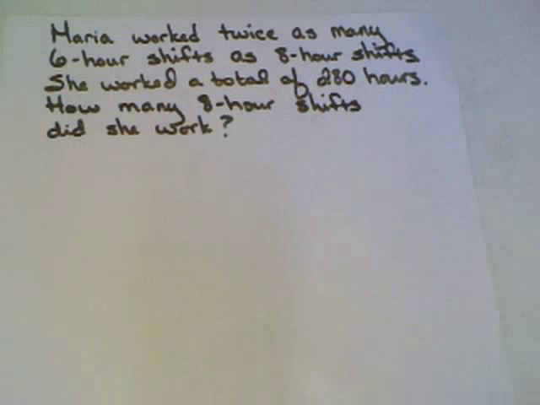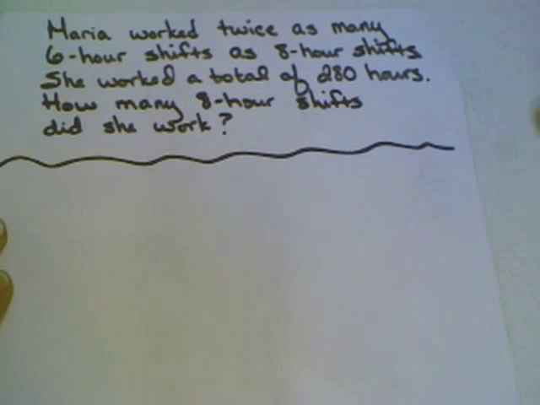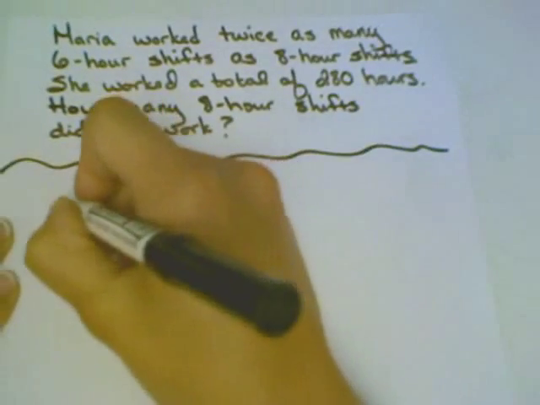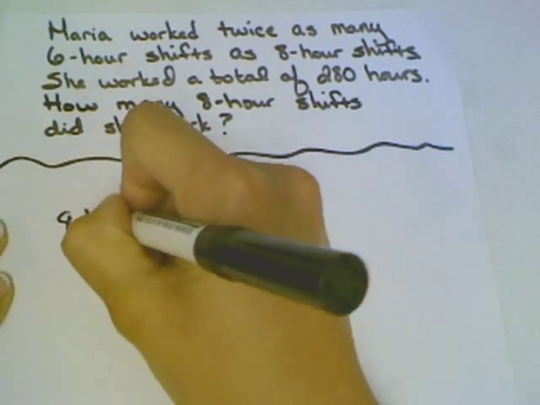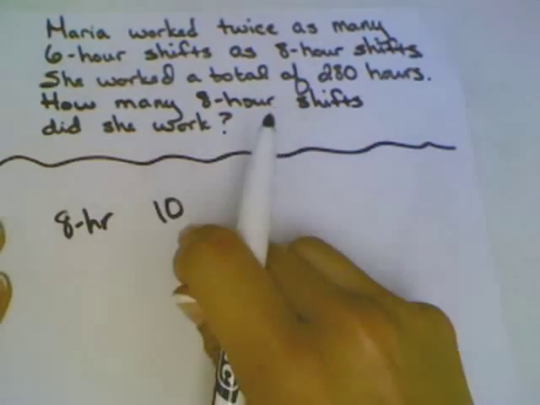So Maria worked twice as many 6-hour shifts as 8-hour shifts. If she worked a total of 280 hours, how many 8-hour shifts did she work? Now again, we can try to guess and check our way through this problem. Like I could think of, okay, if she works twice as many 6-hour shifts, let's say that for the 8-hour shifts, I don't know, let's try 10. So she works 10 8-hour shifts.